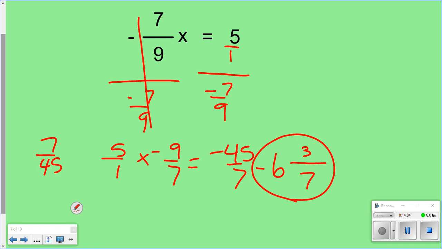You can't. This and this are two different things, you guys. 7 over 45 and 45 over 7 are two totally different things. So these two are not the same. My other class ran into this. They were like, oh, we got the same thing. I'm like, well, how? Well, I have 7 over 45. That's not the same thing. Please make sure your first one is first. Your top one has to come first.